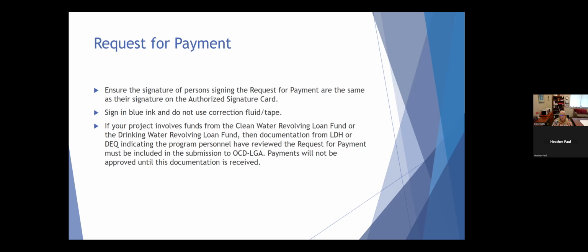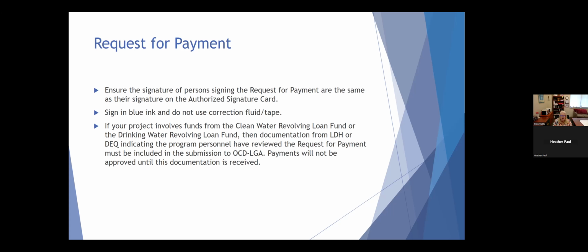For the request for payment, you need to make sure that the signatures of the persons signing the request for payment form are the same persons that you identified on the authorized signature card. You have to sign in blue ink and do not use any correction fluid or tape on the form.